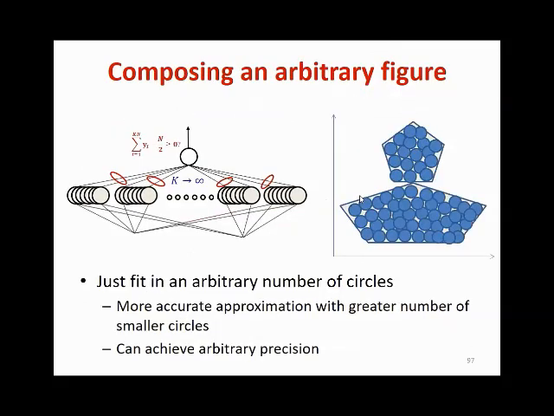And now I can keep adding more and more circles. And so if I want to approximate this double polygon, what I would need to do is to just fill in an arbitrary number of circles, where more accurate approximations are obtained with a greater number of circles. And I can achieve arbitrary precision by increasing the number of circles and reducing their diameter.